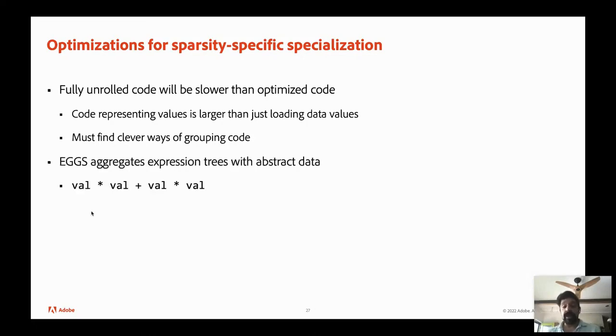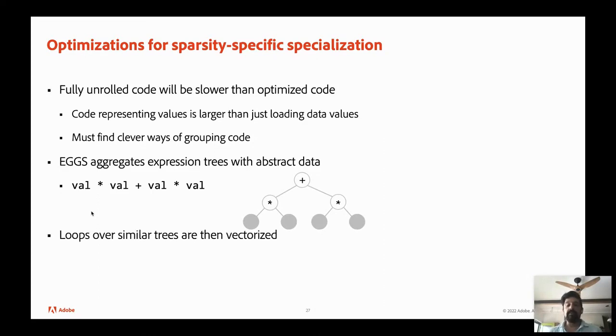The way we do this in eggs is to aggregate expression trees with abstract data. So what I mean by that is, for example, we take every case where we have a tree where the output is the addition of two multiplications of values, some coming from the matrix and some coming from the vector, and we aggregate all those into a bunch of loops over similar trees that are then vectorized.